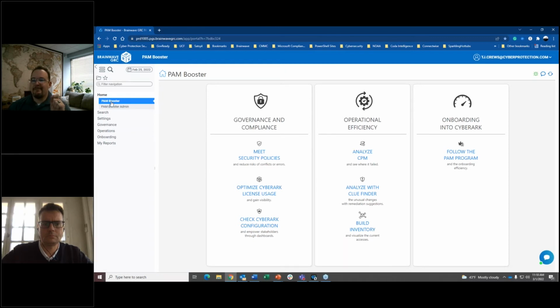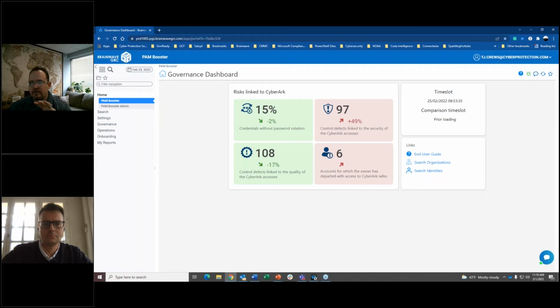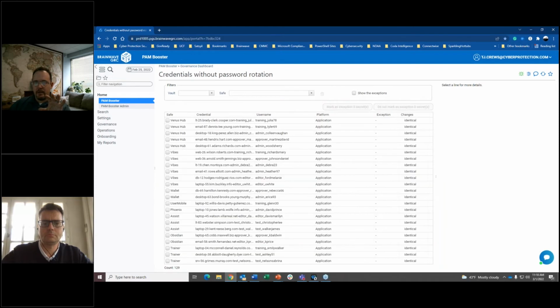Well, again, PAM Booster does a really good job of showing this, and in fact, this is my second favorite feature. We're going to go over my first favorite feature in the next challenge. In going through meeting the security policies, it starts with this dashboard here, and at a quick glance, not only can you see where your security policies are working, but you can also see how you've improved since the last data ingestion. Credentials without password rotation have gone down from 17% to 15% since the last time we ingested it. As we all know, password rotation is really important on credentials and resources, so just knowing where you're vulnerable. If you click on this, you can go in and see all of the resources within the credentials that do not have password rotation.